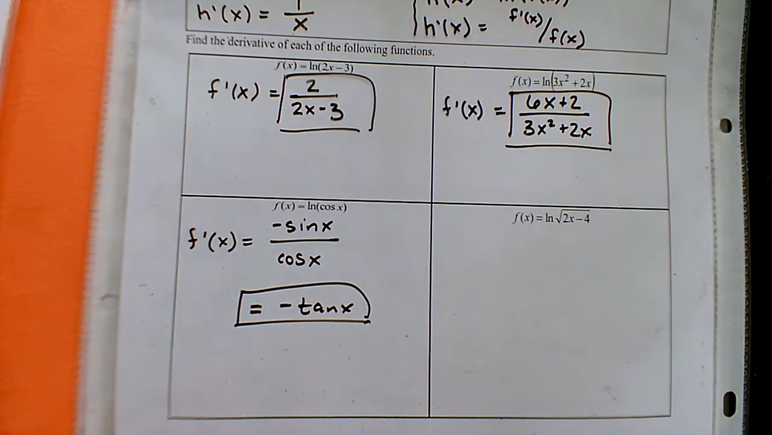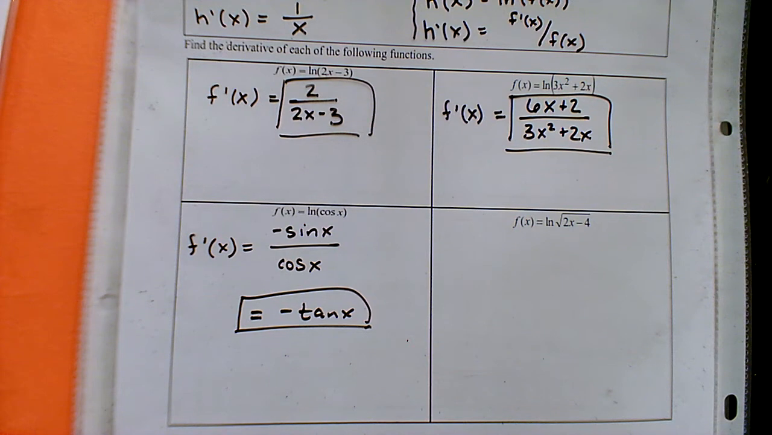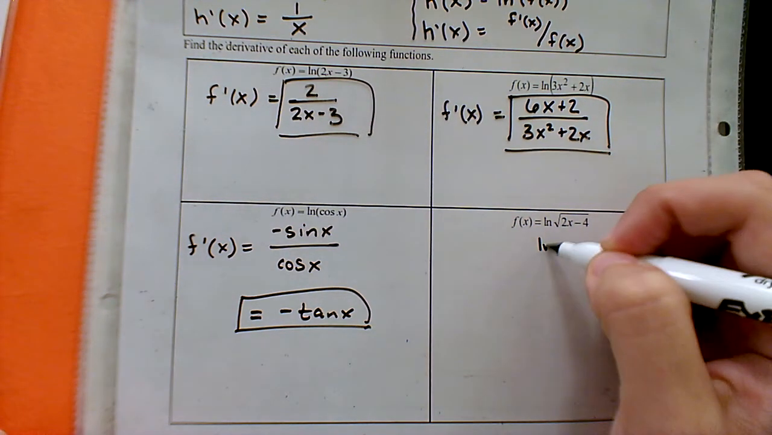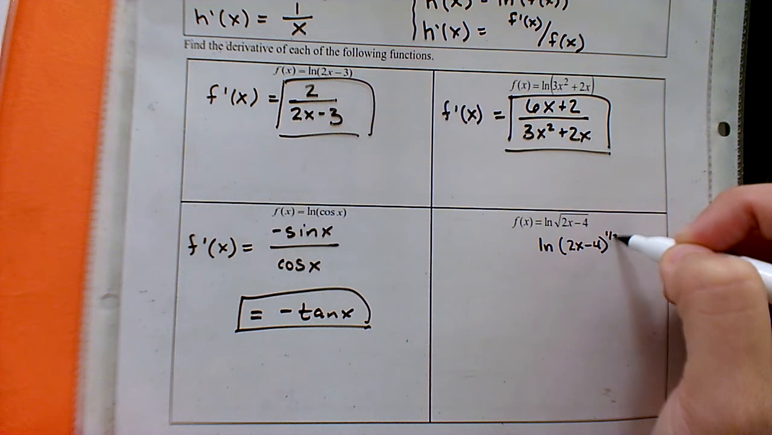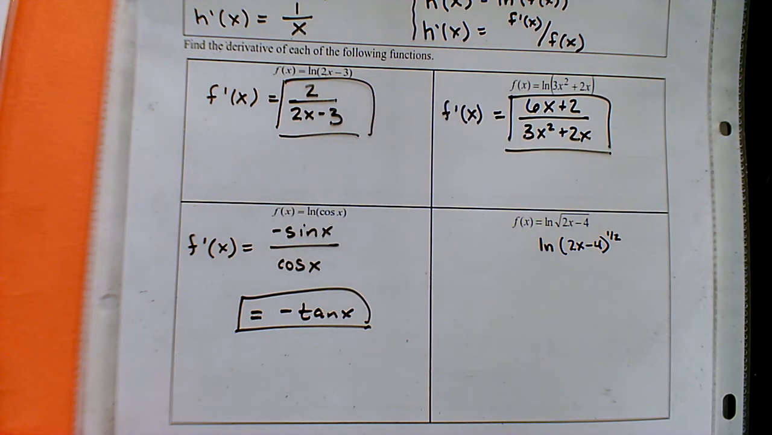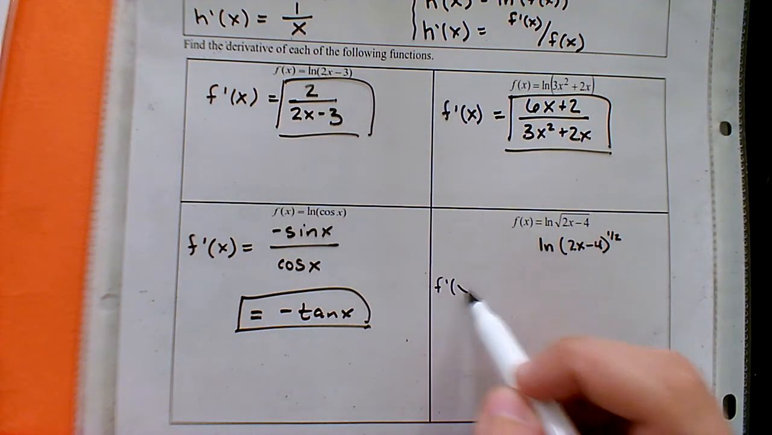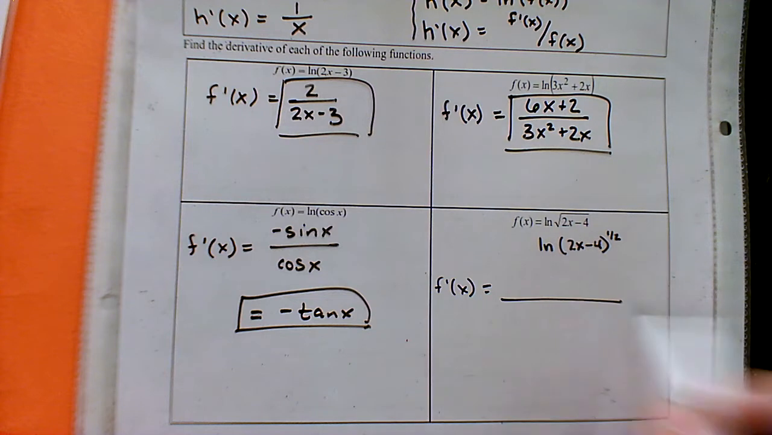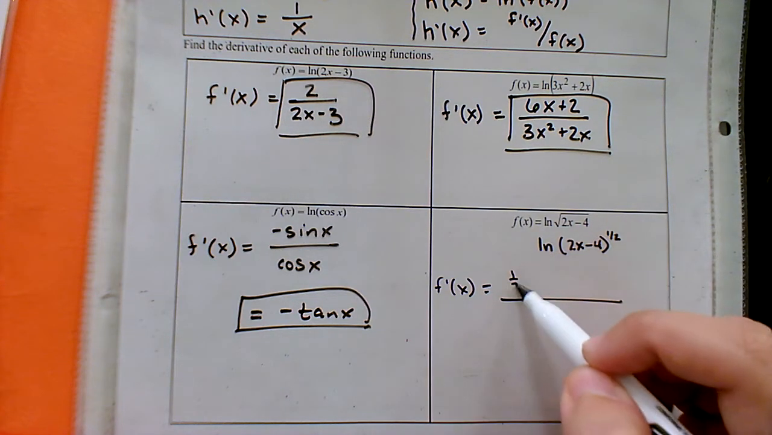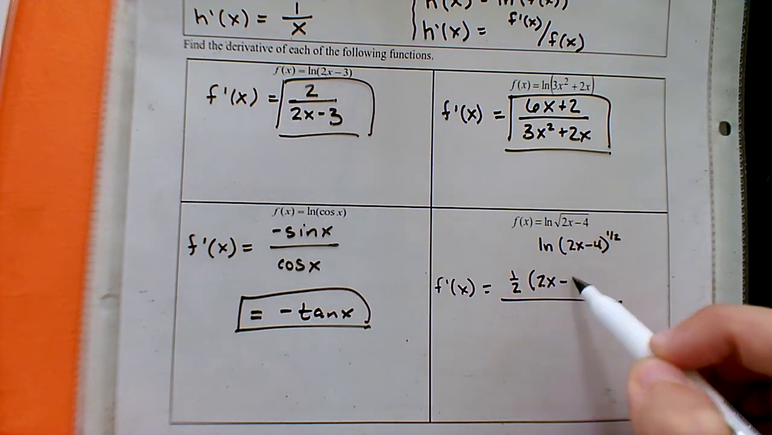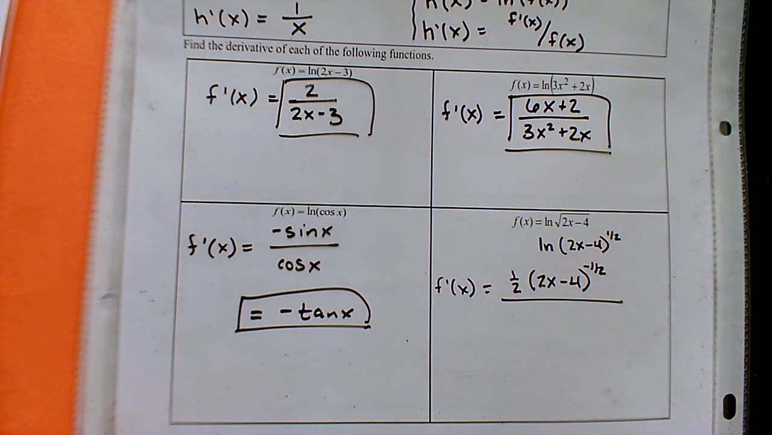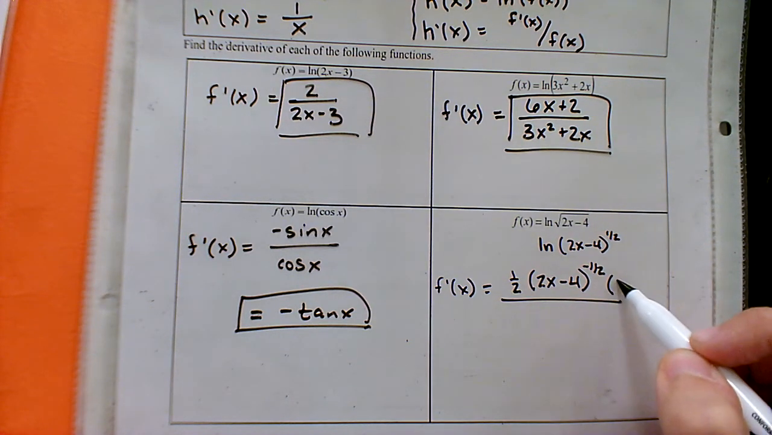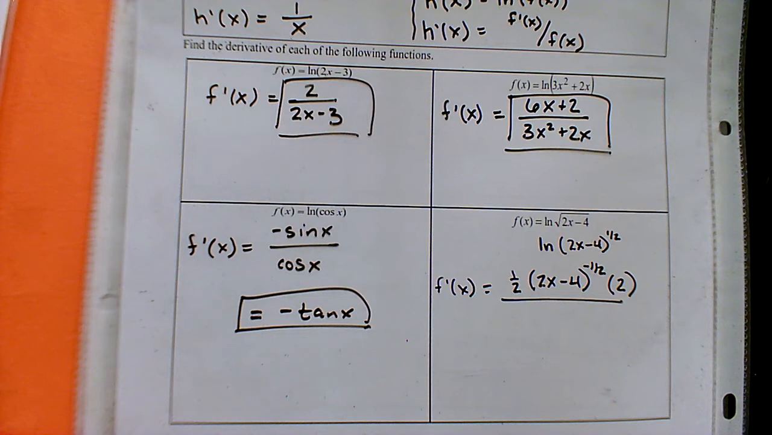All right, how do we want to approach this last one? If you wanted to, you can rewrite it as the natural log of (2x minus 4) to the 1/2. Chain rule. All right, so the derivative of the inside: we'll bring down the 1/2, keep the 2x minus 4, new power is negative 1/2, times the derivative of the inside, which would be 2.